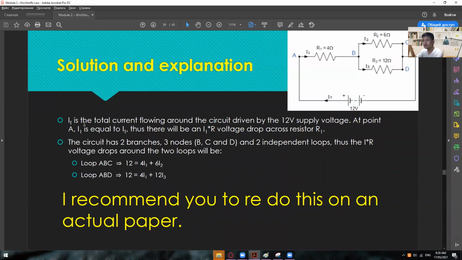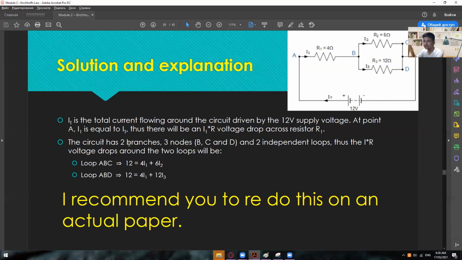So I total is the total current flowing around the circuit driven by 12 volts supply voltage at point A. I1 is equal to I total. Thus, there will be an I1 times R voltage drop across R1. At this point, we could say already that I total is equal to I1, wherein your I1 will be divided into 2 again. So we could say plus I2 plus I3. Well, anyway, it's like having three split currents equal to your I total.